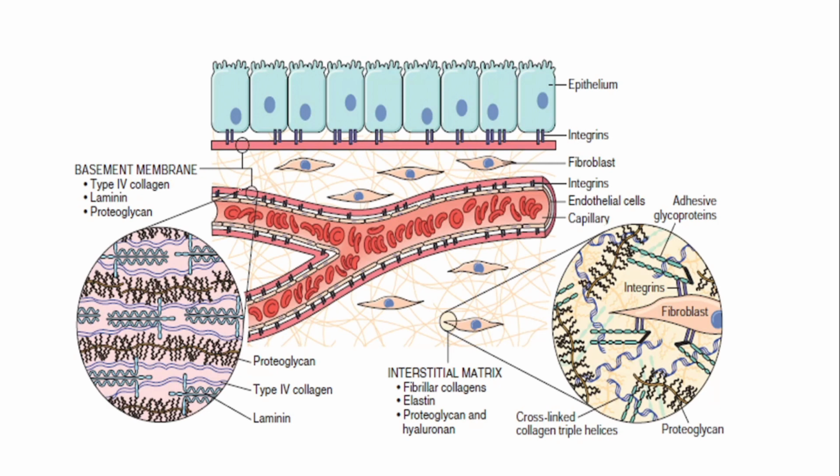Basement membrane is present underlying the epithelium as well as endothelium. Basement membrane helps in maintenance of tissue polarity, which means the cell maintains its nucleus settled at the base and cytoplasm above this, which is called the polarity of the cell. If the cell has to maintain its polarity, then the basement membrane plays a very important function. The components of basement membrane are type 4 collagen, laminin, and proteoglycan.